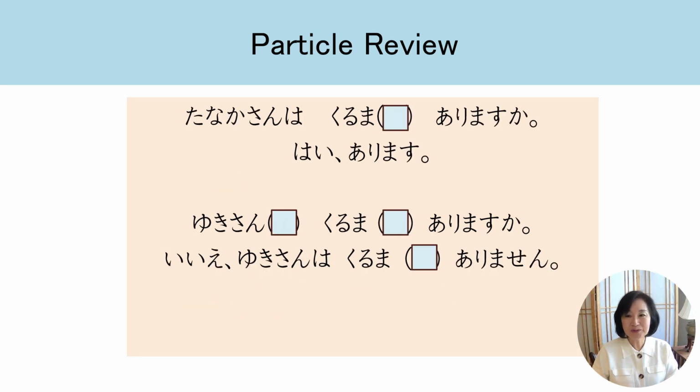Let's do a little more. So please read this sentence and then put the appropriate particle. 田中さんは車がありますか Does Mr. Tanaka have a car? はい、あります。Yes, he does. How about this one?